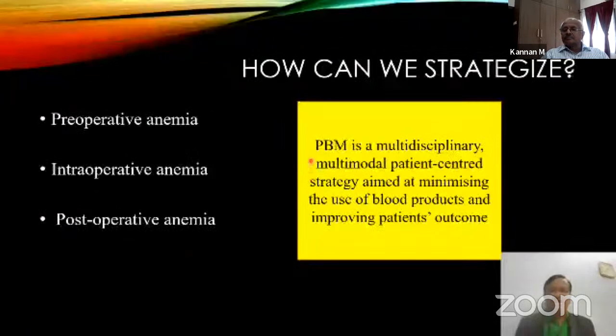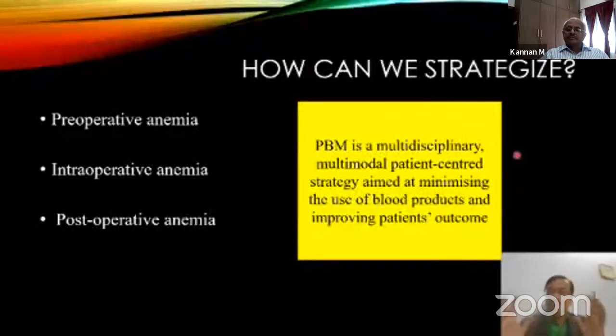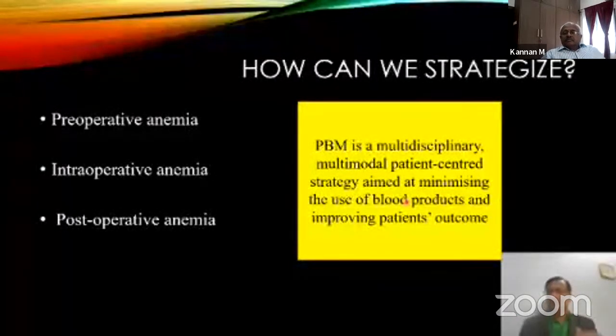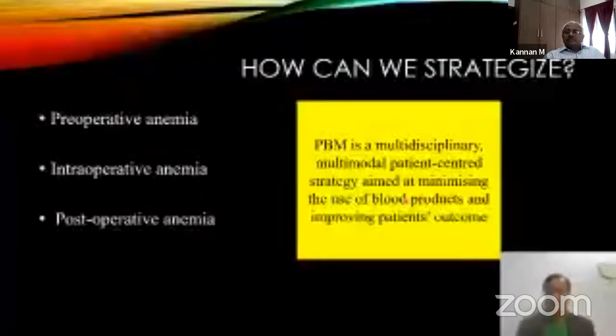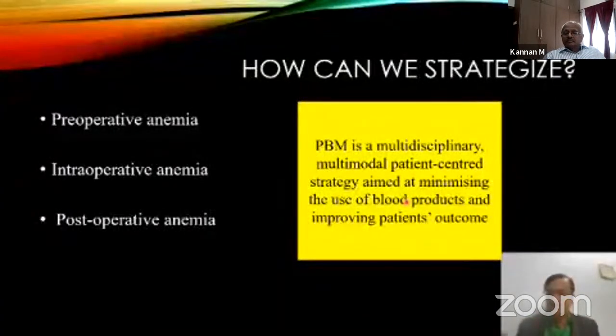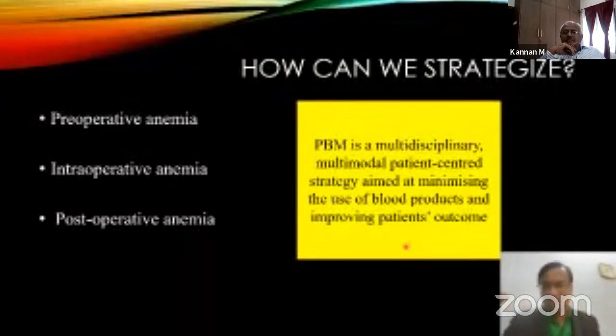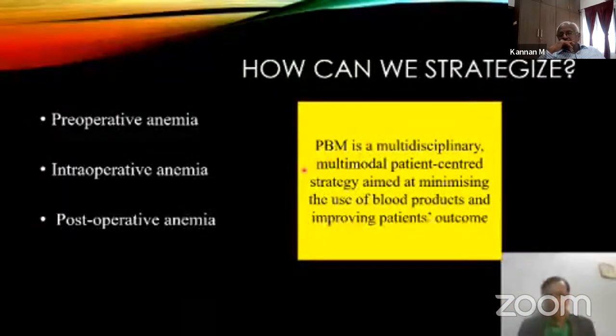Now, what they call patient blood management, PBM. What is this? It's multidisciplinary. It is not only anesthesia and surgery, but also medicine, transfusion medicine, hematology. It's multimodal. So you cannot give only oral iron. It may be iron supplementation, intravenous also, blood also, homologous blood, allogeneic blood, so many things. It is a patient-centered strategy. What is the patient like? How is the patient? Aimed at minimizing the use of blood products. A lot of blood products should not be used, but the patient's outcome should be good. This is what is called patient blood management.